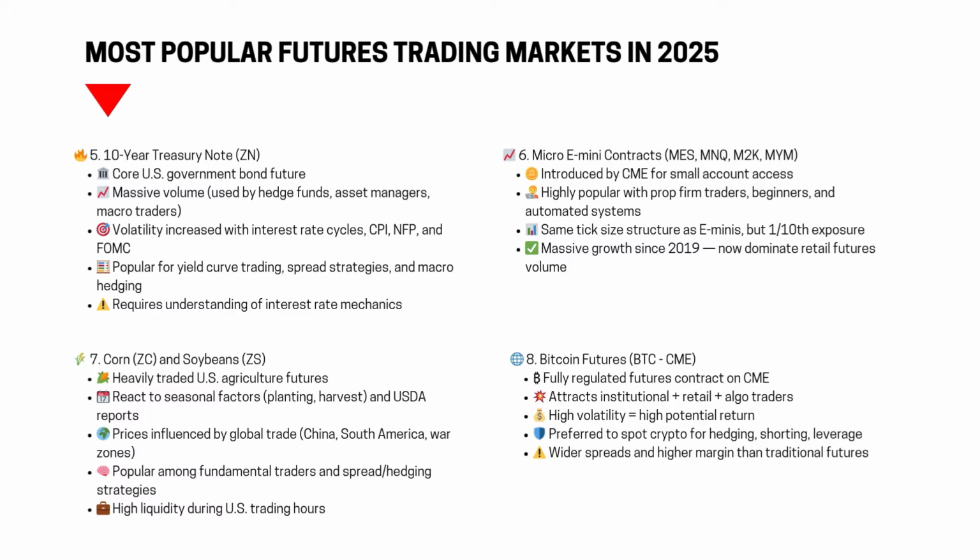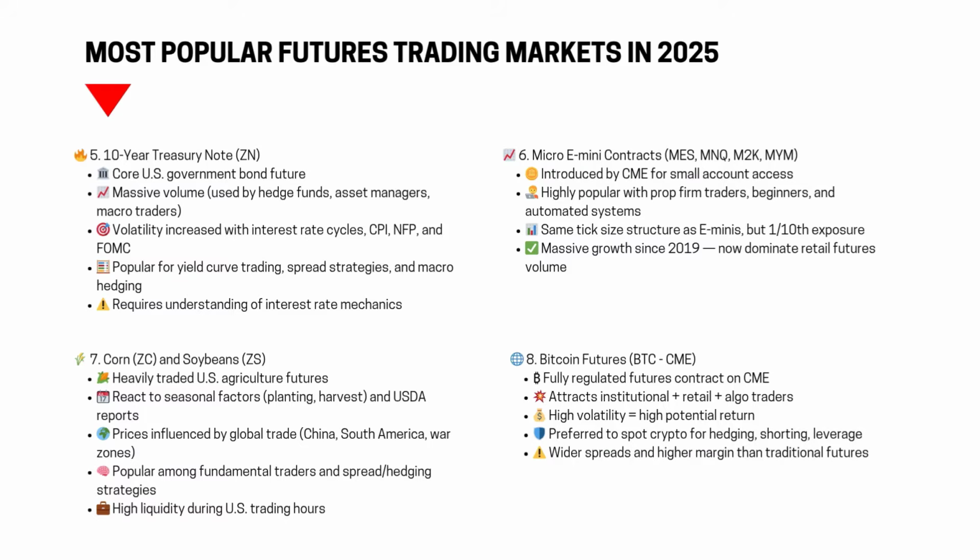At number 7, we've got corn and soybeans, 2 grains there, heavily traded on the US seasonal. Great plays there around, you know, the peculiarities of those markets, planting, harvesting, USDA reports as well, commitment of traders sort of analysis that we'll look at shortly, and it's also influenced heavily by global trade, especially say China with soybeans. Popular amongst fundamental traders and spread hedging strategies. Very liquid as well during US trading hours, not so much out of that.